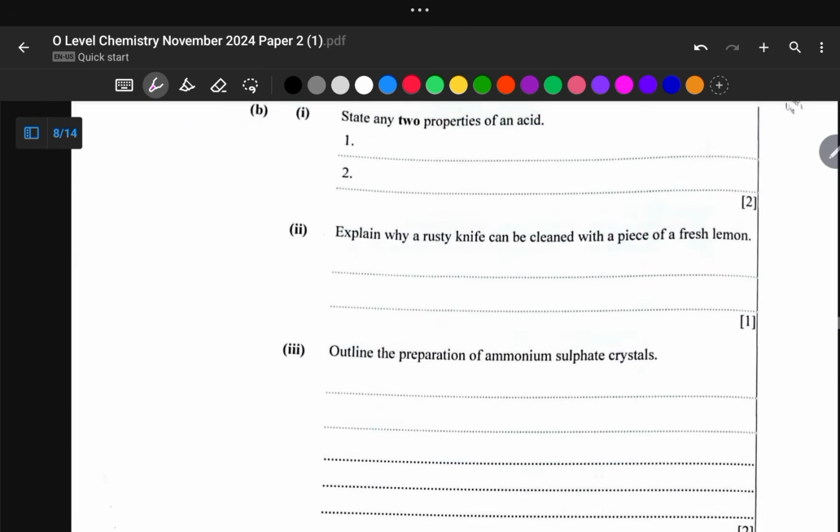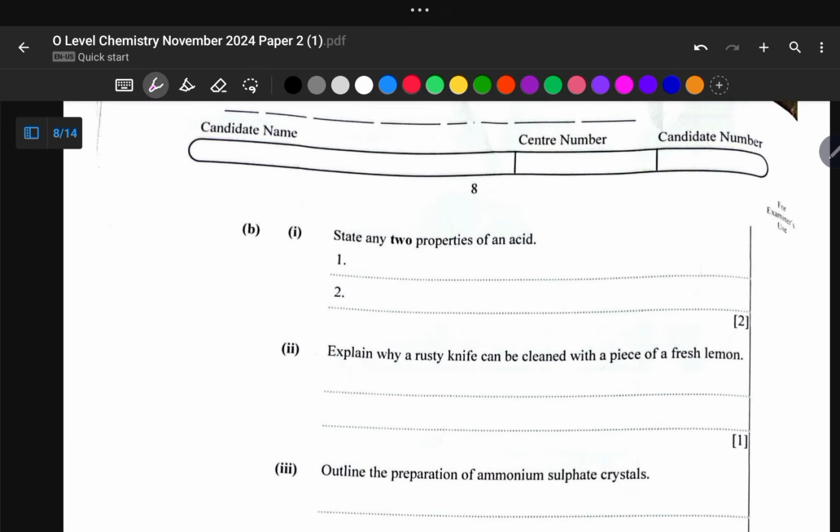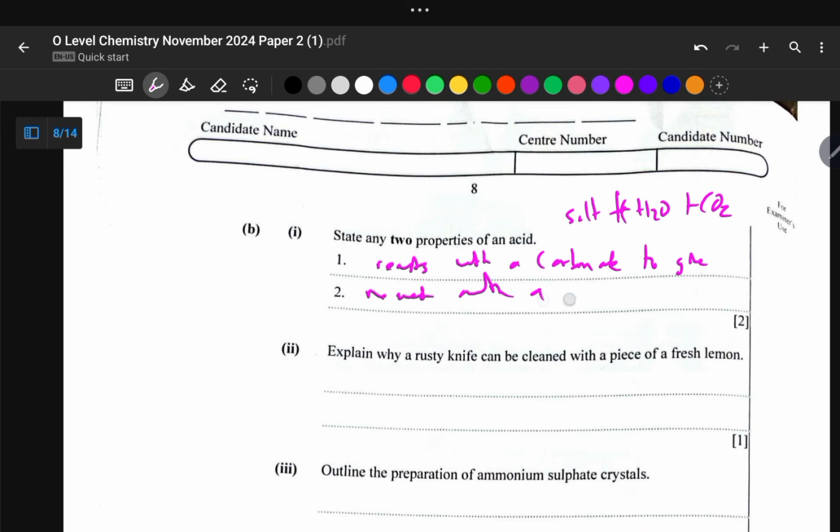We are now on number B, part 1. State any 2 properties of an acid. So an acid reacts with the carbonates to give salt plus water plus carbon dioxide. So effervescence of carbon dioxide. And then it reacts with a metal to give salt plus hydrogen gas.